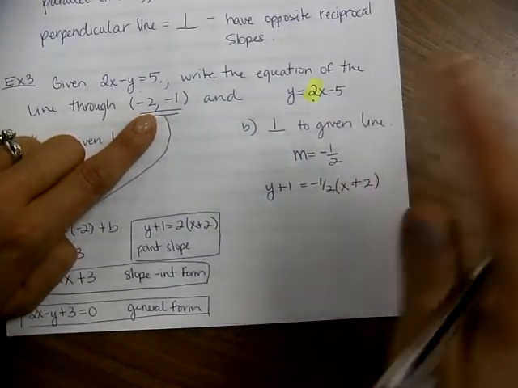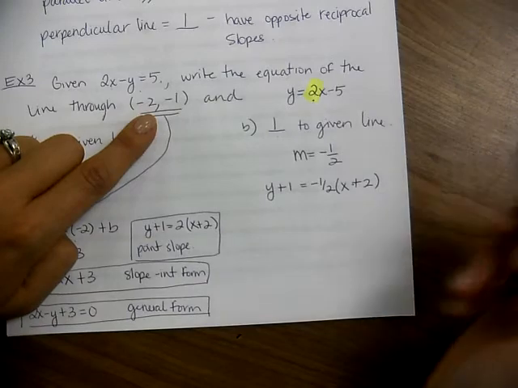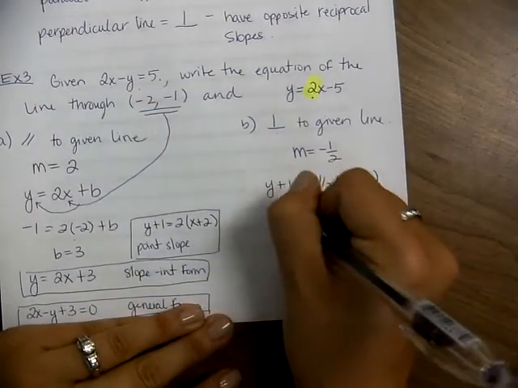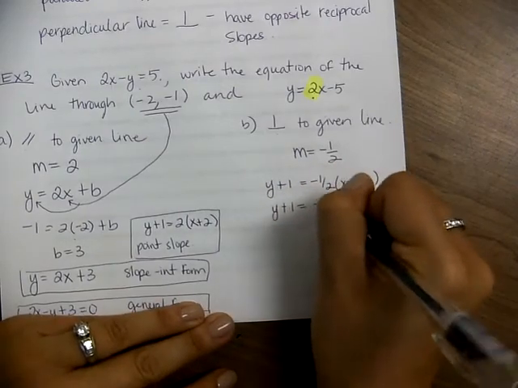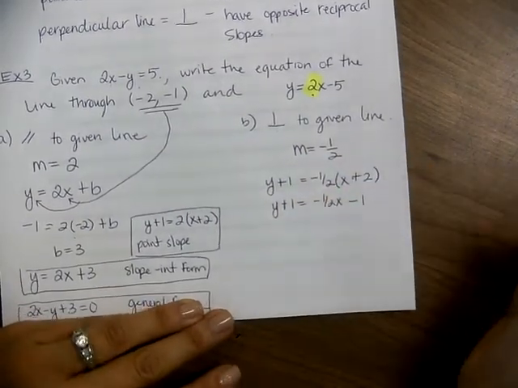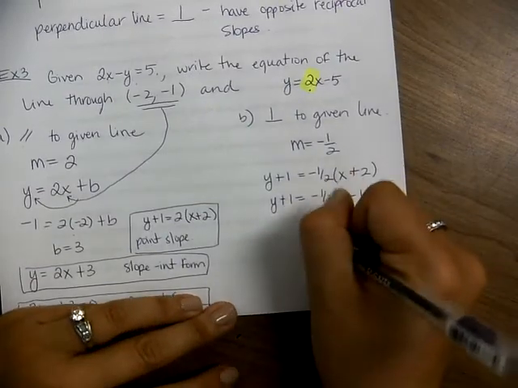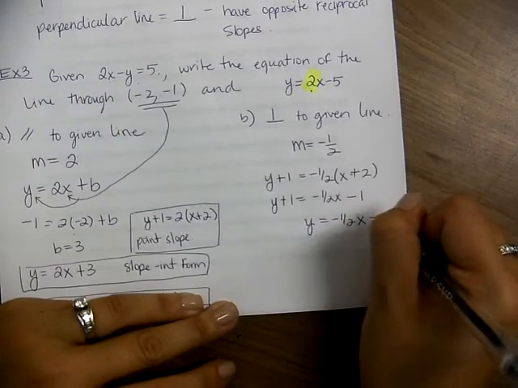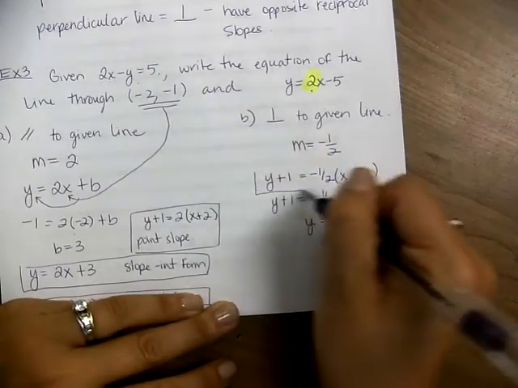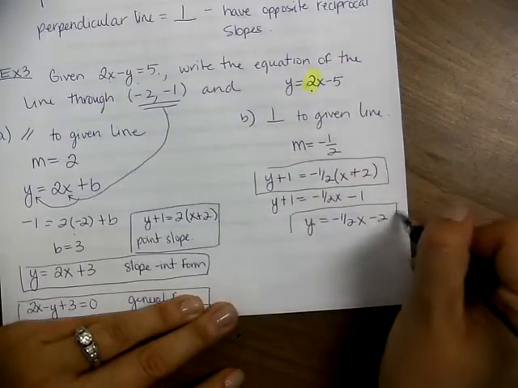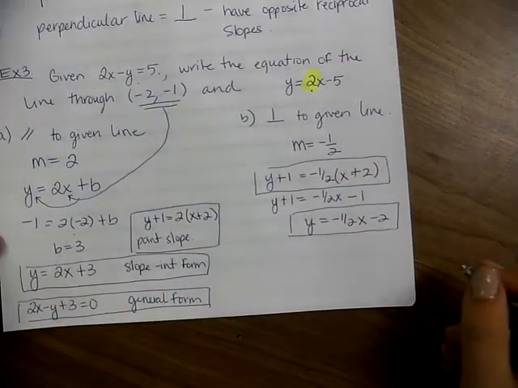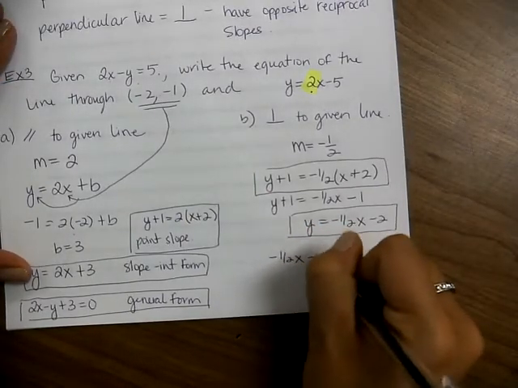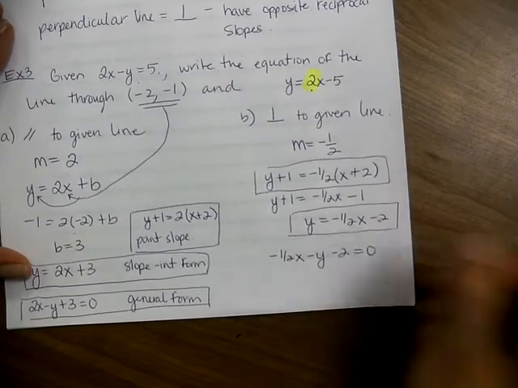Now this is point-slope form. I'm done if that's what form they asked for. If I'm going to put it into slope-intercept form, then I'm going to have to distribute the -1/2. So I get -1/2 x minus 1, and then bring over that 1, and I get y equals -1/2 x minus 2. So here's my point-slope, here's my slope-intercept. Now, if I want to get it into general form, I have to move everything to one side. So I have -1/2 x minus y minus 2 equals 0.